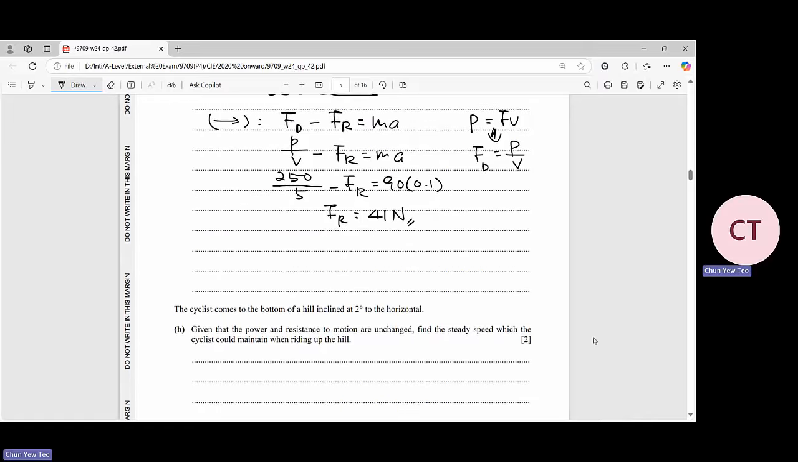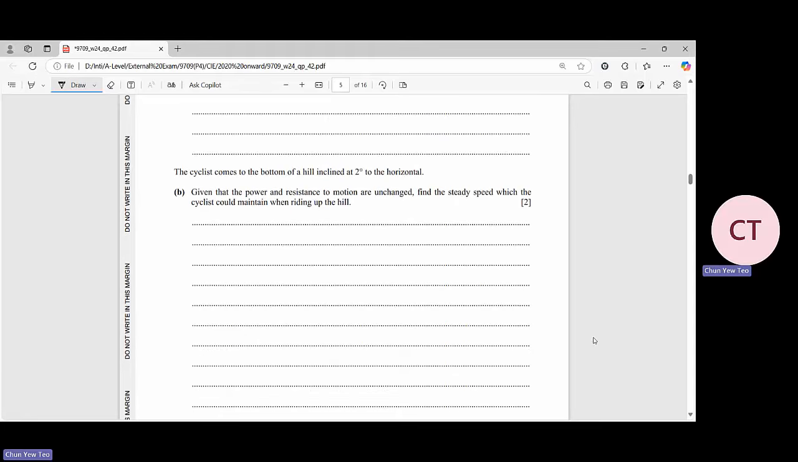So now we're moving on to another section. The cyclist comes to the bottom of a hill inclined at 2 degree to the horizontal. Given that the power and the resistance to the motion are unchanged, find the steady speed which the cyclist could maintain when riding up the hill. Steady speed means constant speed.